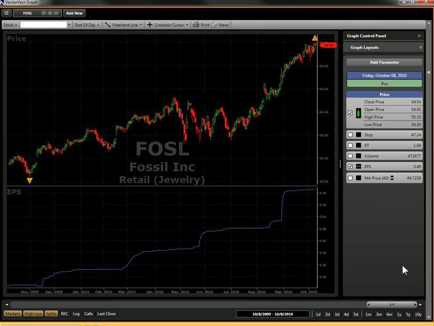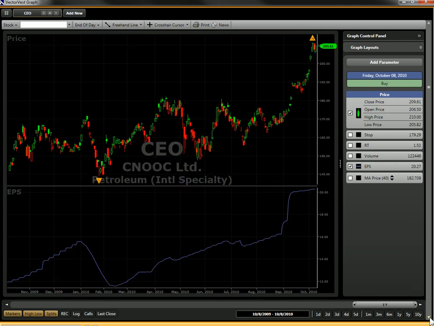Then you come to a stock like this. Earnings per share, again, a nice stair step throughout the course of the year. And that's exactly what you want to see. And the stock's price moving from lower left to upper right. So when you see things like this, you can continue to write down the stocks that you like. And you move on to the next one.